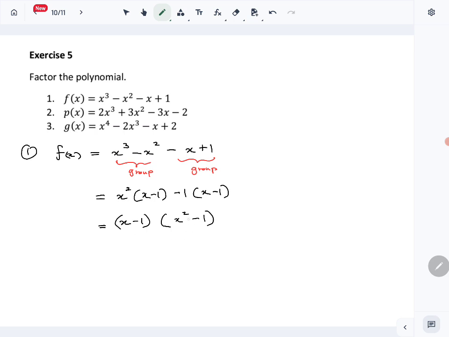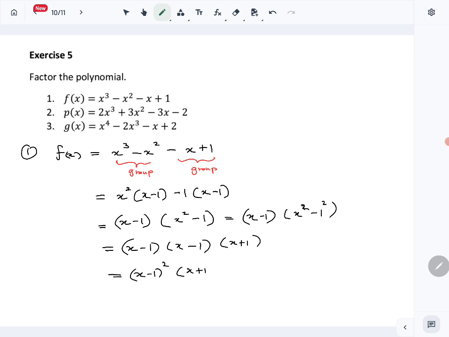Now fully factor this. x squared minus 1 is what? You can write it as x squared minus 1 squared, and use difference of squares. So you get x minus 1, x minus 1, x plus 1. So that is (x minus 1) squared times (x plus 1). So that is the factored form of this polynomial.